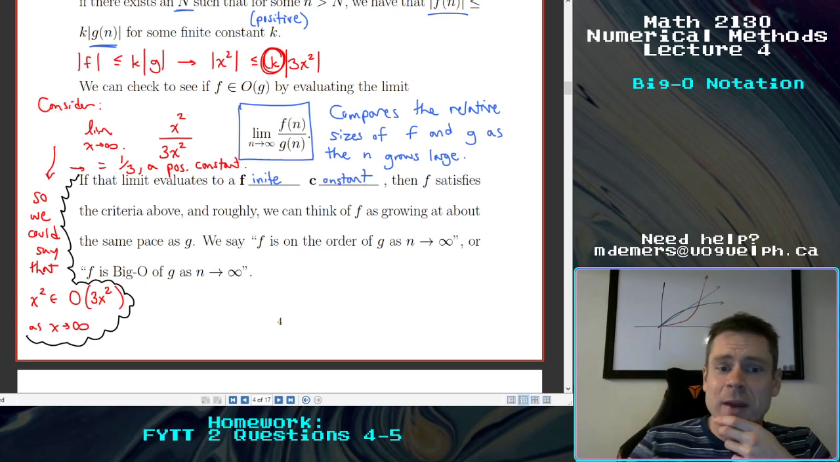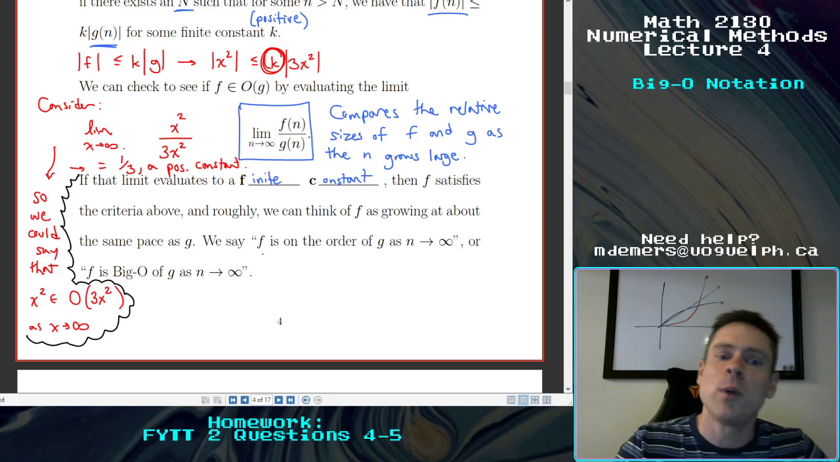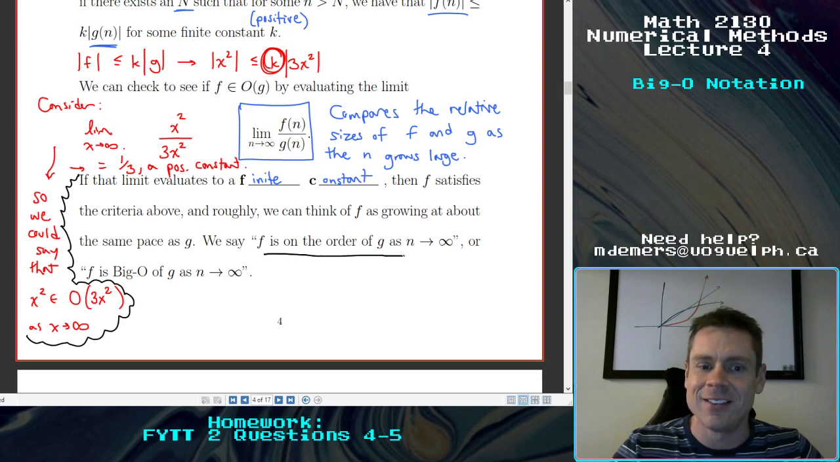Okay, and so I said this above: you want to think of this notation, where you have an element-of symbol and some weird notation, as saying f is on the order of g as n goes to infinity, or f is big O of g as n goes to infinity. One of those.